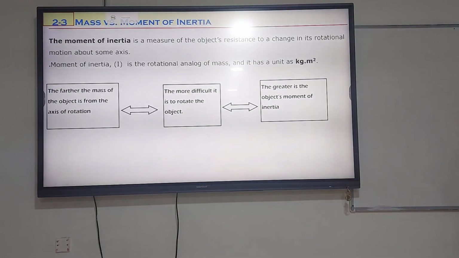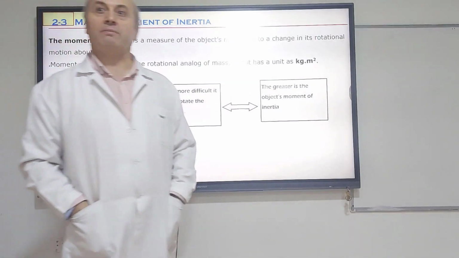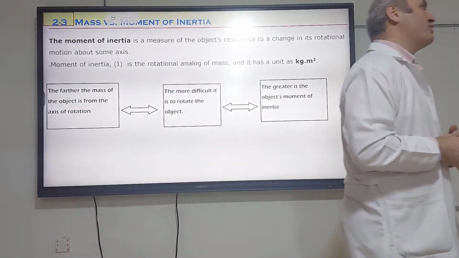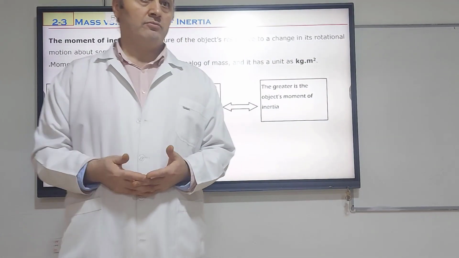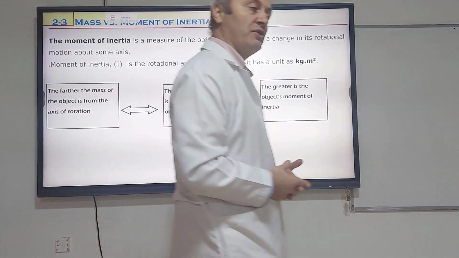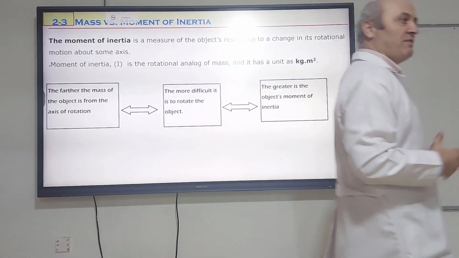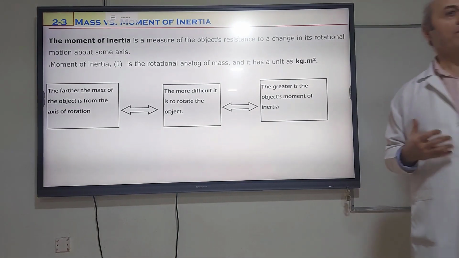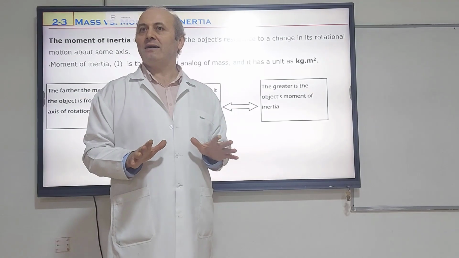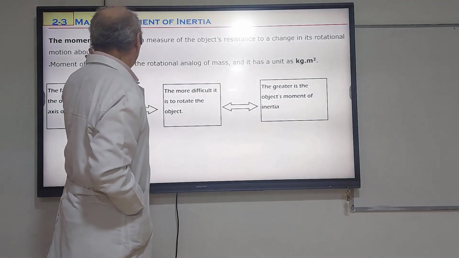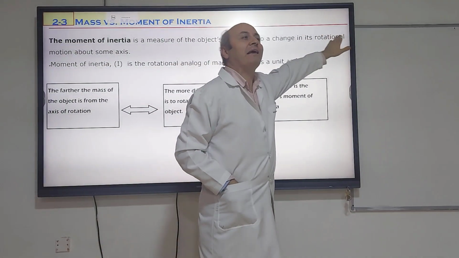We are going to start with the definition of moment of inertia. Because section 3 is about rotational motion, and as an object is rotating, sometimes it resists rotation. To start the rotation, or if the object is in rotation, it resists stopping. So the difficulty or opposition of an object to rotational motion is named moment of inertia. The moment of inertia is a measure of an object's resistance to change in its rotational motion.